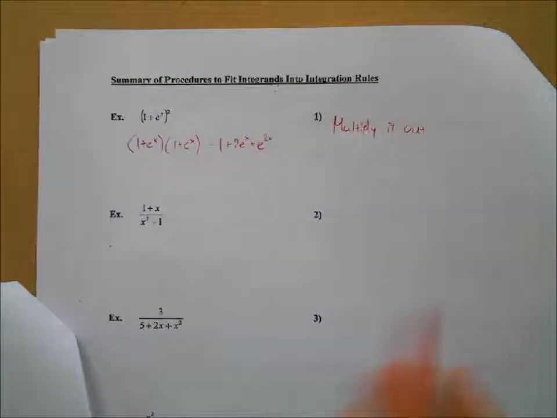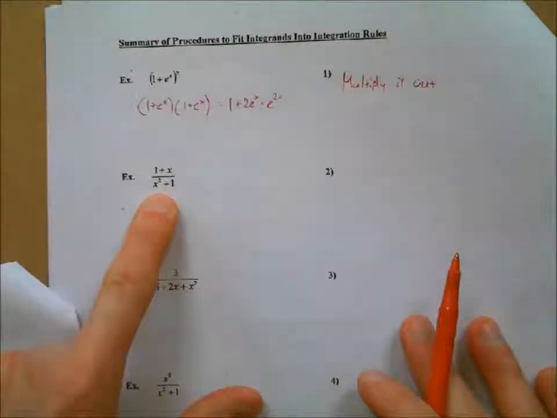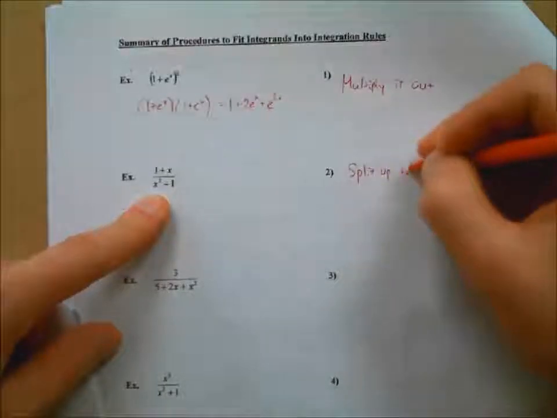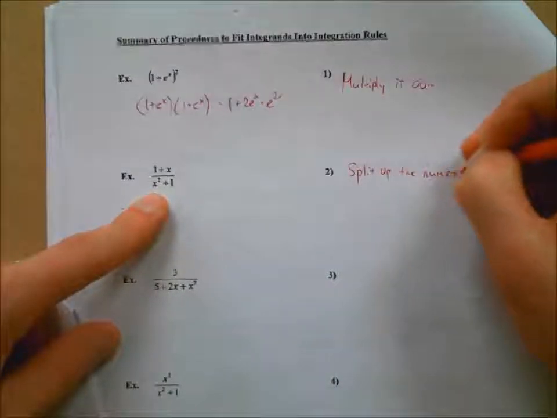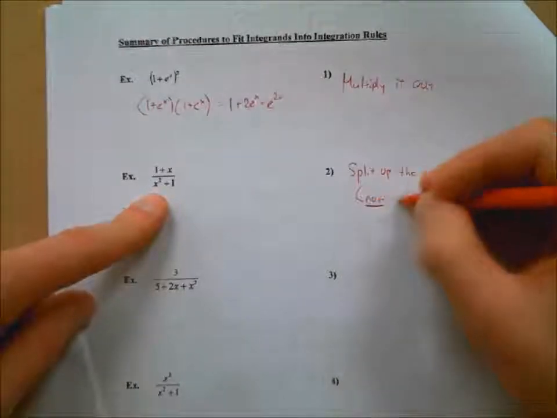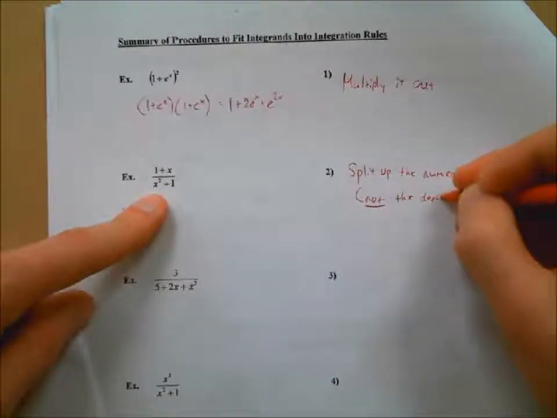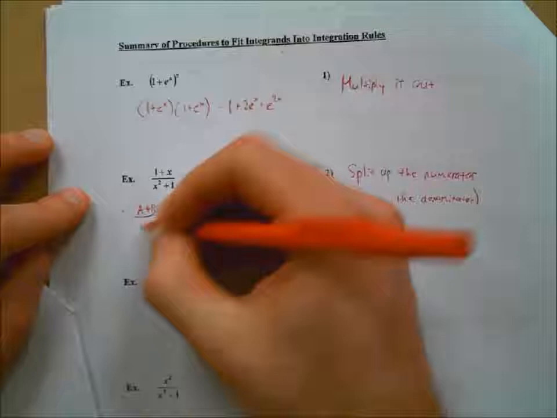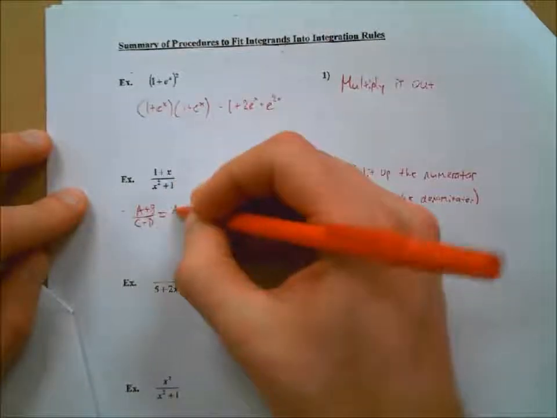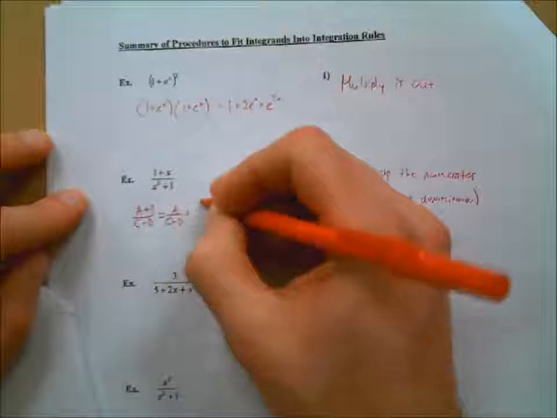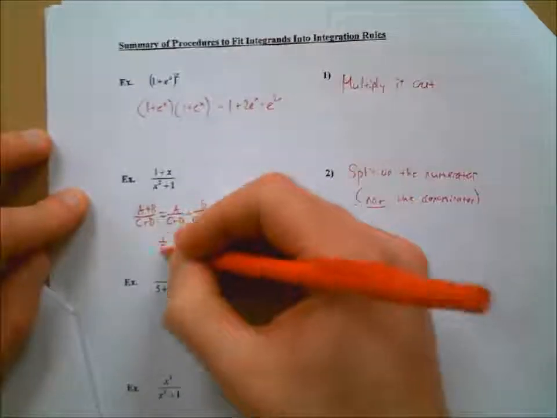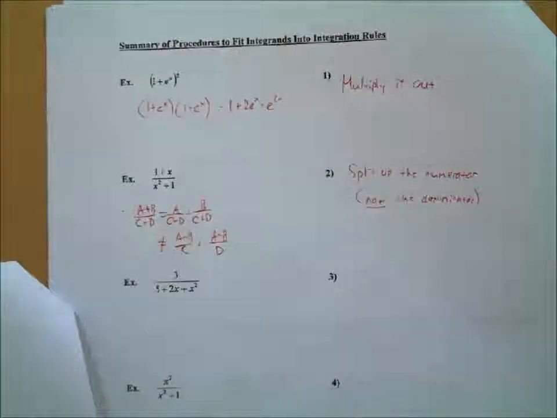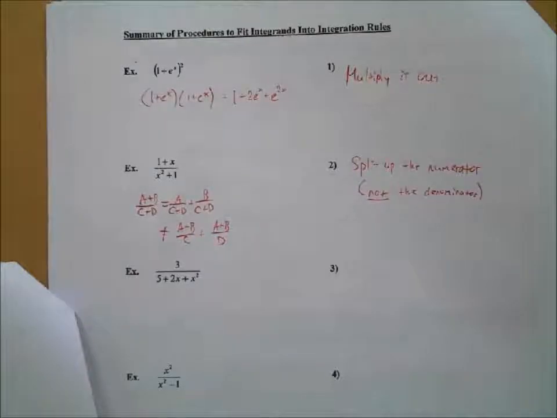Okay. In this scenario, we would want to break it up, split up the numerator. Okay, not the denominator. Okay, right, a plus b over c plus d, that does equal a over c plus d plus b over c plus d. It does not equal a plus b over c plus a plus b over d. Okay. You can break up a numerator over denominator. You may not break up a denominator.